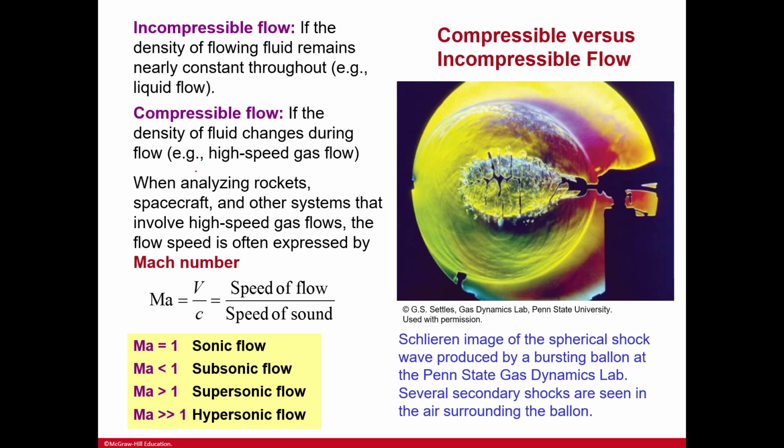When analyzing rockets, spacecraft, and other systems that involve high-speed gas flows, the flow speed is often expressed by a Mach number, and that's the speed of flow, so the velocity, over the speed of sound, which we denote as c. And then when we have a Mach that is equal to 1, that's just a sonic flow. If you have a Mach that is less than 1, then it's a subsonic flow.